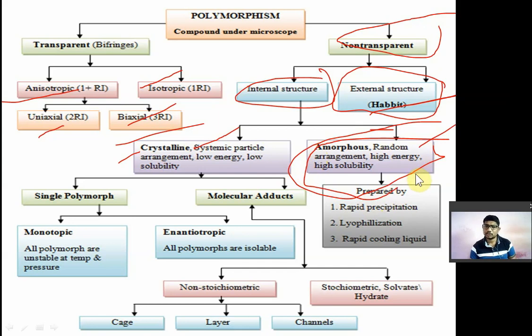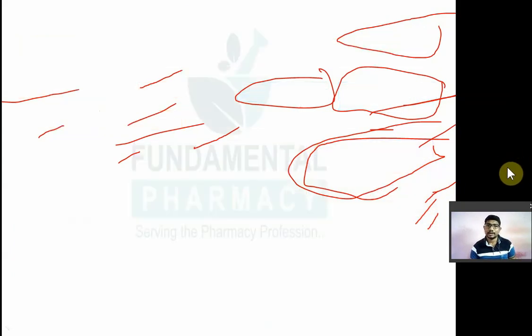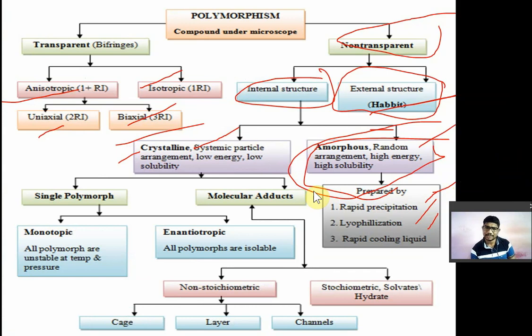So amorphous compounds are prepared by different methods like rapid precipitation, lyophilization, and rapid liquid cooling. So it is the method for preparation of your amorphous compound. Now you may ask, आप पूछेंगे सर amorphous form क्यों बनाना है? ठीक है. Because amorphous has more solubility, crystalline has less solubility. So to enhance the solubility of a poorly soluble compound and to enhance the bioavailability, sometimes you have to use the amorphous form of your drug. So that's why you should know these methods: rapid precipitation, lyophilization, and rapid cooling.